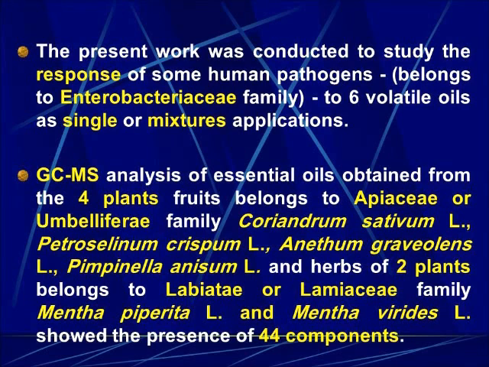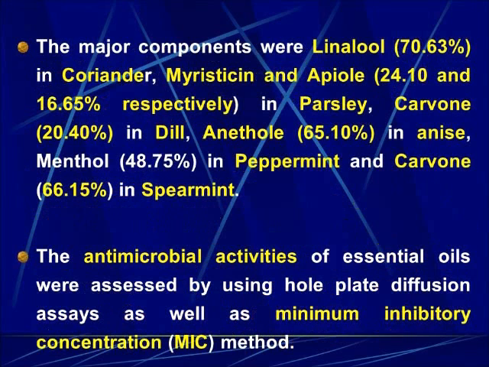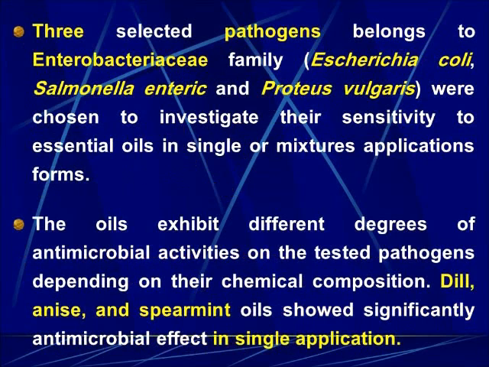We found 44 components in the GC analysis. The major components of those plants' oils were identified, and the antimicrobial activities of the essential oils were measured using minimum inhibitory concentration. The selected pathogens from the Enterobacteriaceae were three: Escherichia coli, Salmonella enterica, and Proteus vulgaris. The oils exhibit different degrees of antimicrobial activity on the tested pathogens depending on their chemical composition.